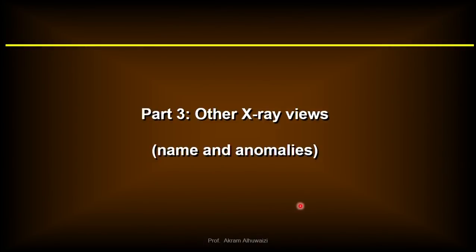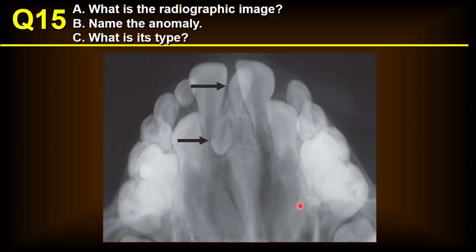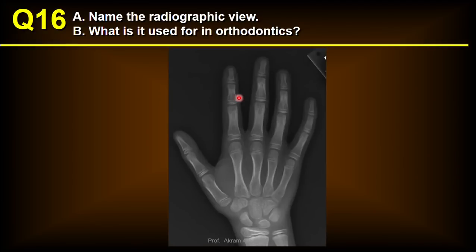The third part is other X-ray views. For example, what's the radiographic image? It's an occlusal film. What's the anomaly? Supernumerary teeth. What's the type? It's a mesiodens, a tooth that erupts in the middle of the maxillary arch. What's the radiograph? It's a wrist radiograph. What's it used for? To assess the skeletal age.